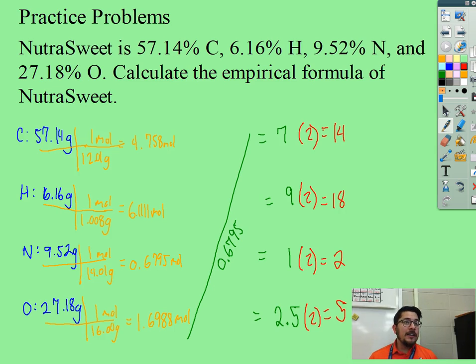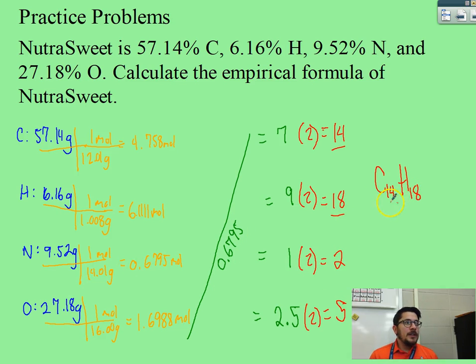And now that I have all whole numbers, I now have an empirical formula. Carbon was my first one, so C has 14. Hydrogen was the next one. Hydrogen has 18. Nitrogen was the next one. Nitrogen has 2. And oxygen is the last one, and it has 5. And there is my empirical formula.